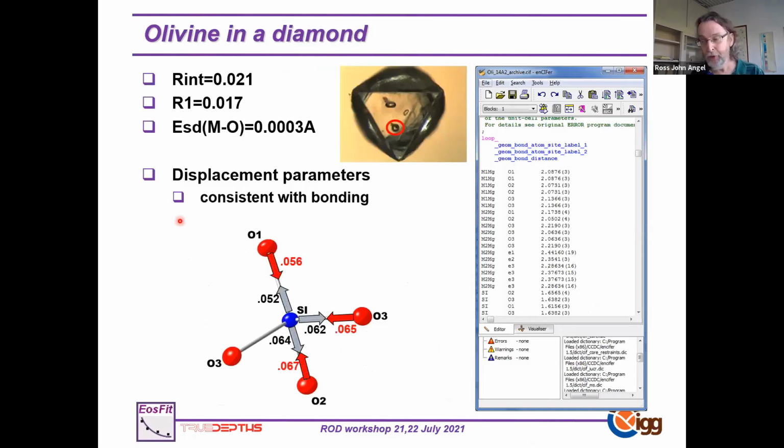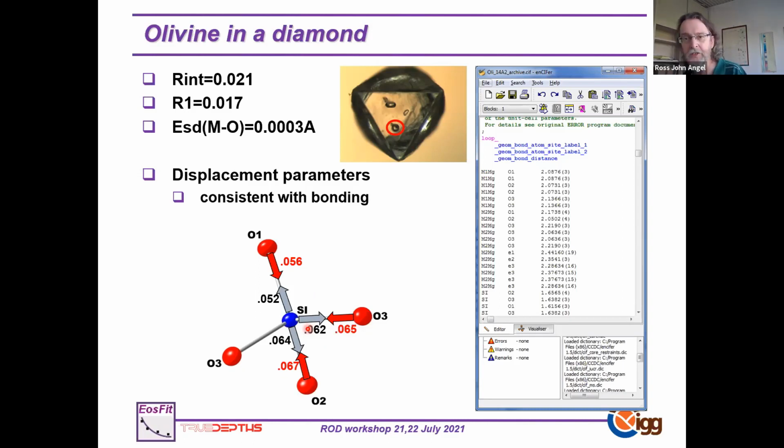As a comparison to prove it's resolution and not the absorption corrections that are making a mess of our data, we also collected data from this olivine crystal inside a natural diamond, where we still have absorption challenges. So we corrected for absorption by the diamond, and here you can see a spherical ellipsoid for the silicon, and even the RMS displacements of the oxygens with respect to the silicon are slightly larger than the ones from the silicon with respect to the oxygen. So we are getting a physically consistent picture even of the thermal ellipsoids.